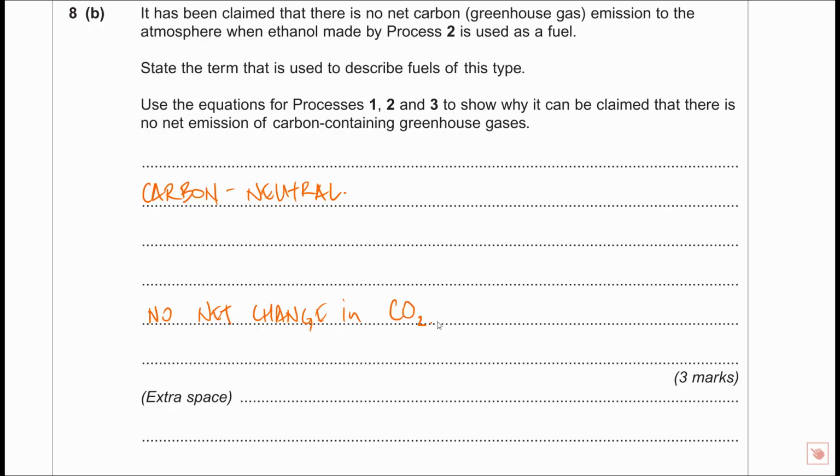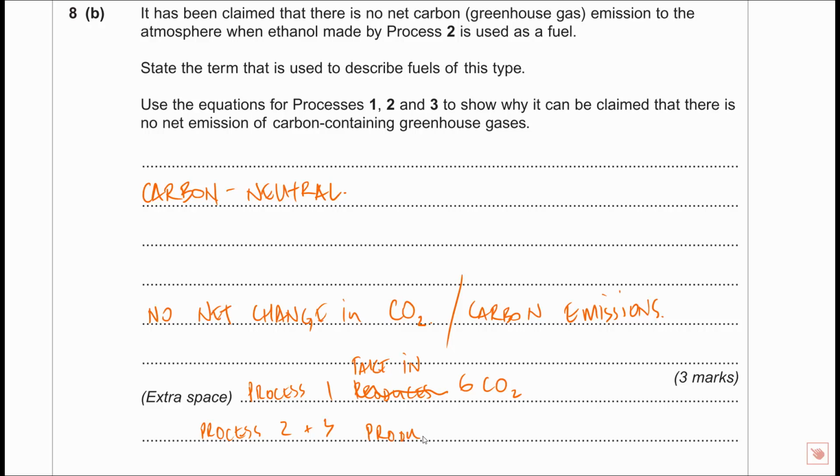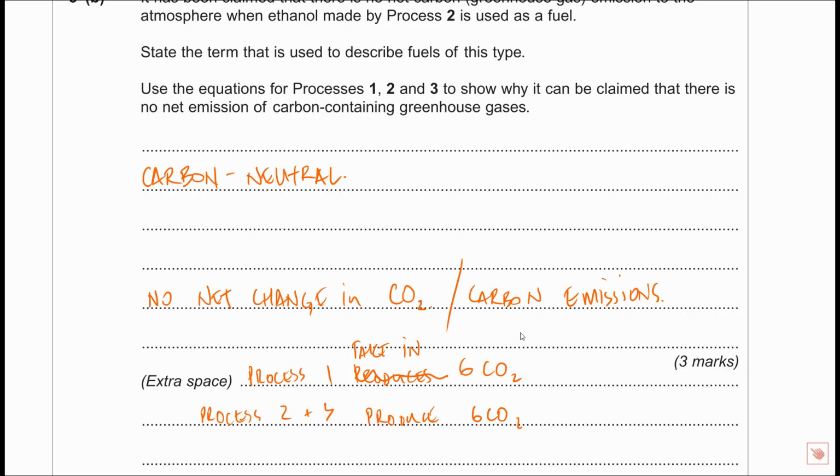in CO2 or carbon emissions. Now in terms of what happens, process 1 takes in 6 CO2, process 2 and 3, sorry that's wrong, process 2 and 3 added together produce 6 CO2, therefore no net change in carbon dioxide or carbon emissions, and that's very, very important.